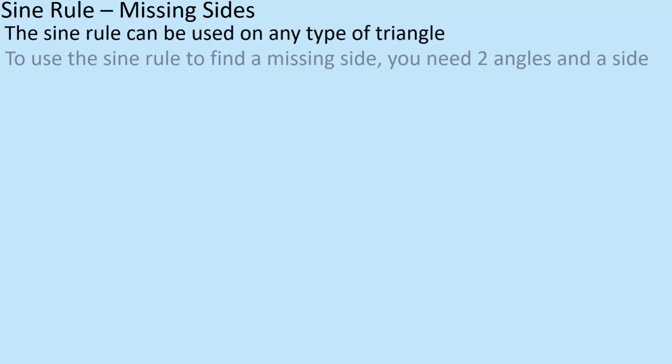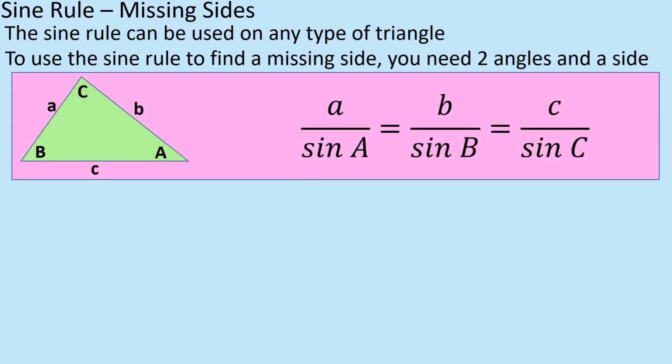The sine rule can be used in any type of triangle, though it tends to be non-right angle triangles, like I said. You'll see this triangle used quite frequently. The rule is that a side over the sine of the opposite angle is equal to a side over the sine of the opposite angle, which is also equal to a side over the sine of the opposite angle. So what we're looking for is a situation where I've got at least 3 of these.